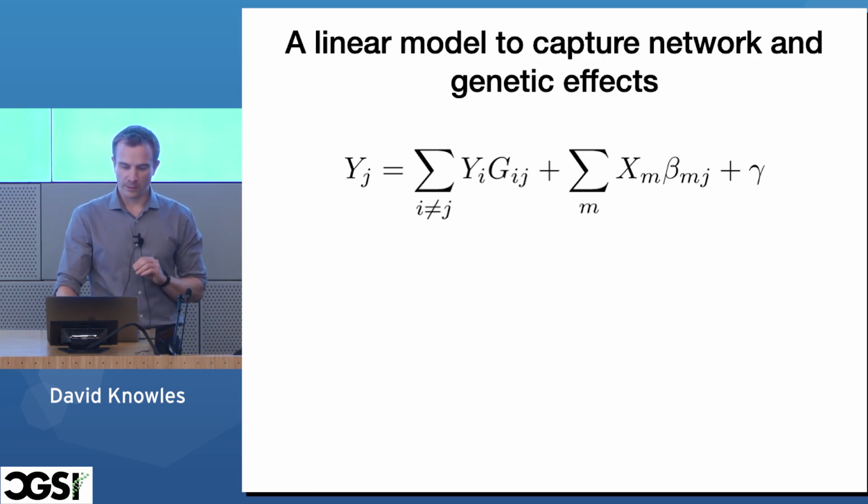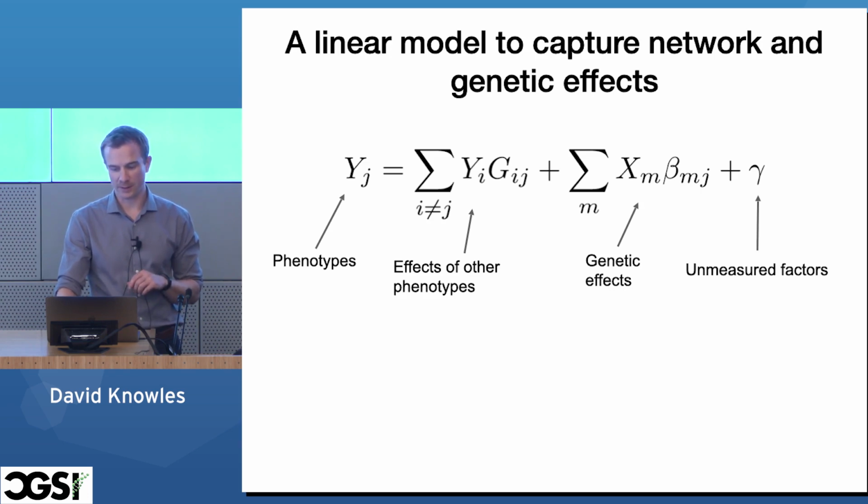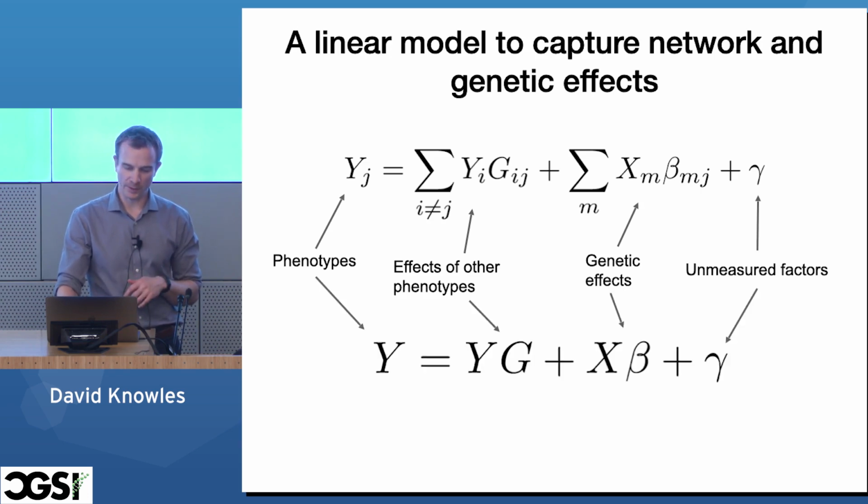So this is a linear model where phenotype J is given by the effects of other phenotypes I through a direct effect network G. And then there are effects of genotypes X via these regression coefficients beta. And then there are going to be unmeasured factors gamma as well. We can put this all in matrix notation like this.